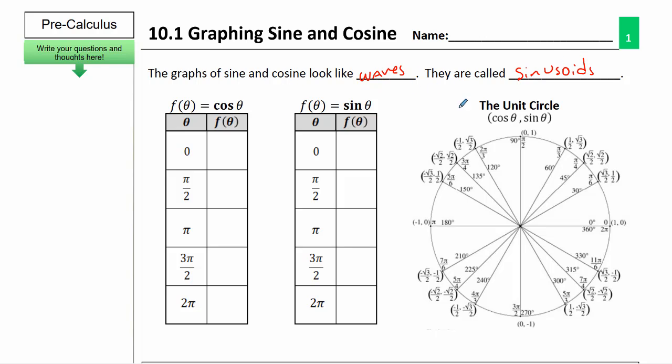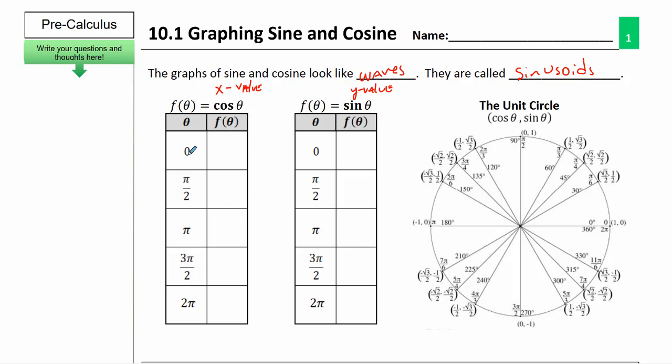All right, so we're going to use a unit circle from the last unit. The cosine of theta is our x value, and the sine is the y value. So that's what we're going to use. If I look at this table, we're going to do cosine first, then we're going to graph it, and then we'll come back to sine and do that after.